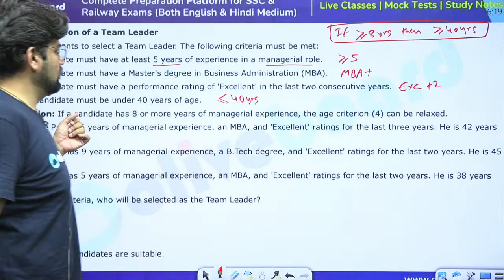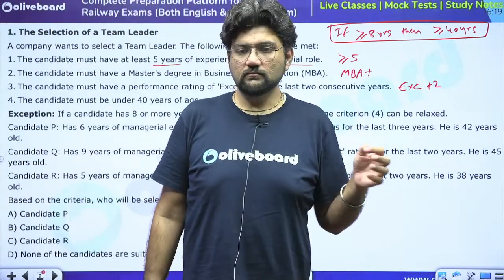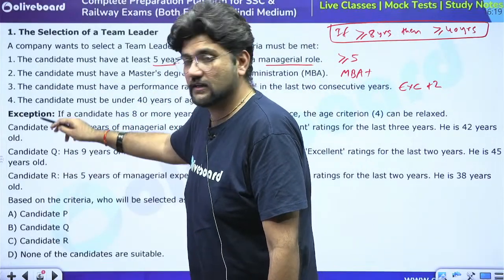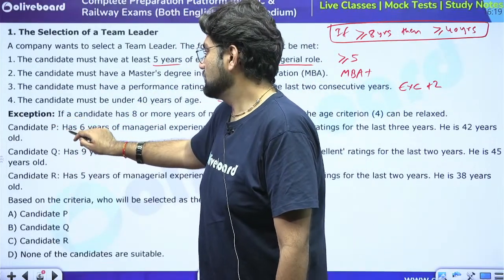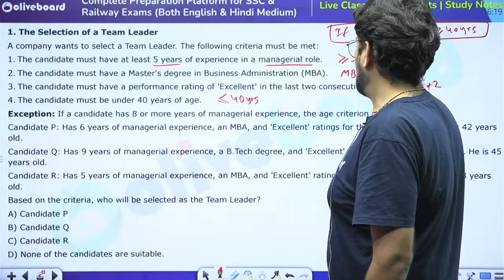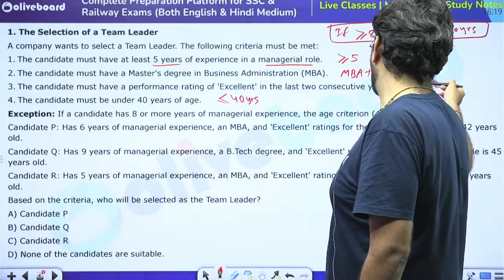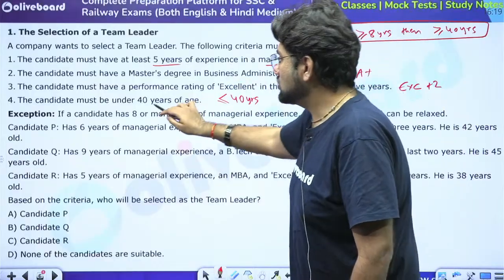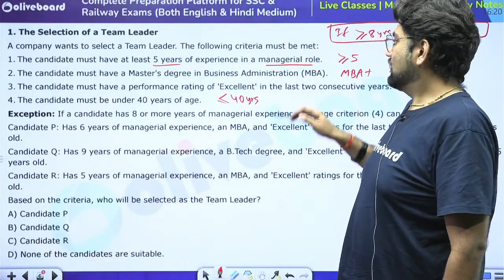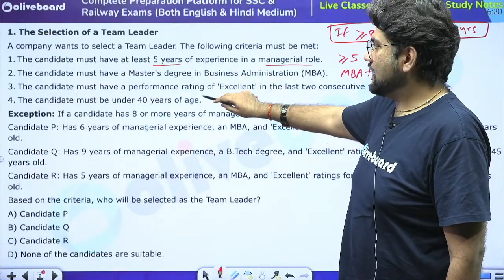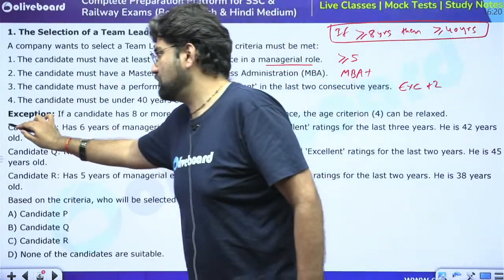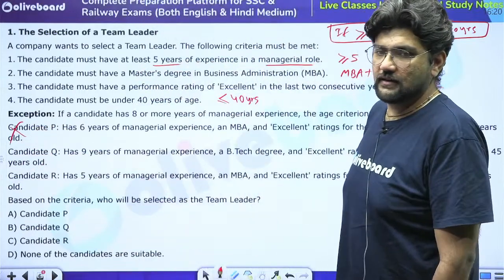Okay. Now, read. Candidate P, you have to select out of these 3 who will be the person who will be selected. 6 years of managerial experience, pass. MBA, pass. Excellent for last 3 years, pass. But he is 42 years of age, not pass. He had to be below 40. Okay. You can exempt the age only if he has 8 years or more experience. He only has 6. So you will reject P. P will not be selected.